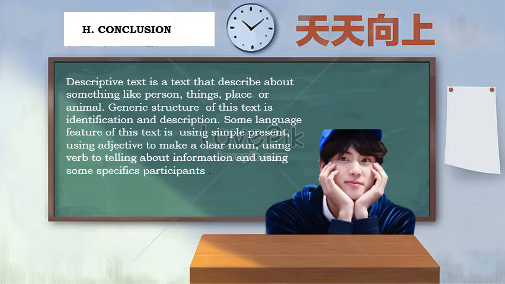Conclusion: descriptive text is a text that describes something like a person, things, place, or animal. The generic structure of this text is identification and description. Some language features of this text are using simple present, using adjectives to make a noun clearer, using verbs to tell information, and using specific participants.